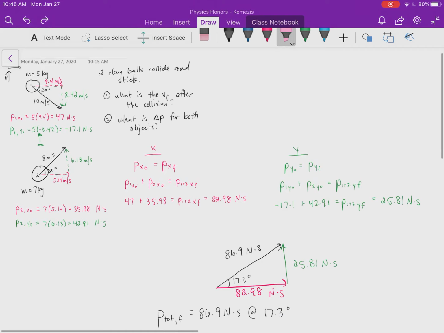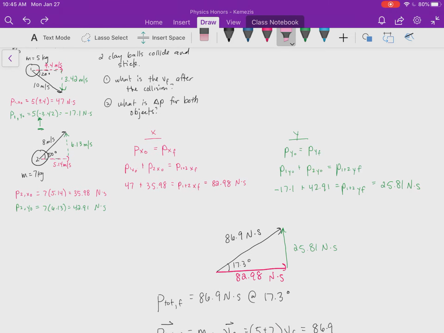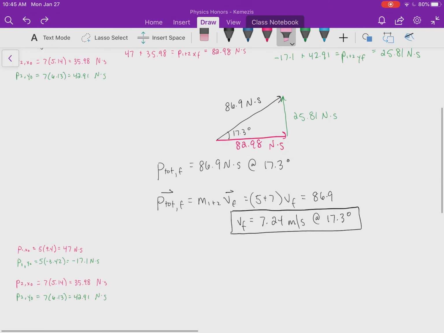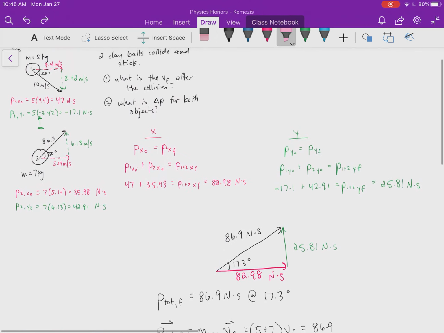We just finished the problem that was asking for the final velocity after this inelastic collision between two clay objects. And we went through using the conservation of momentum, and found that the final velocity was 7.24 meters per second at 17.3 degrees.